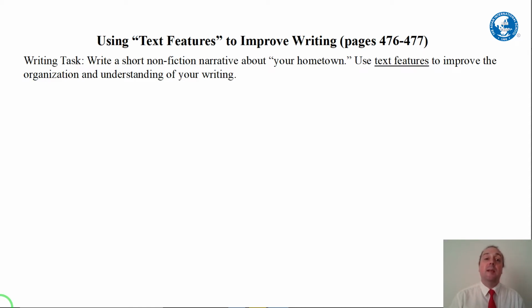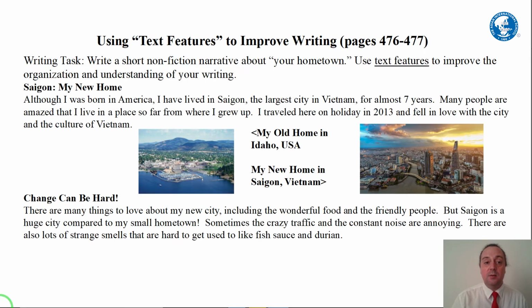Okay, let me show you an example of one that I wrote about my hometown. Okay, and we'll see if I use the text features that we talked about. So here is my example.